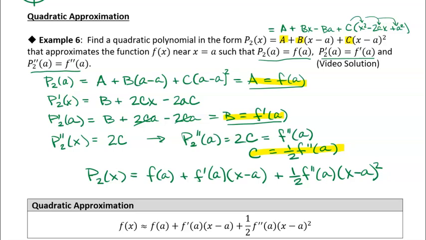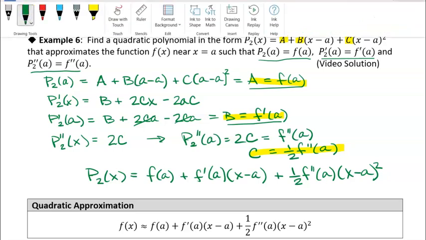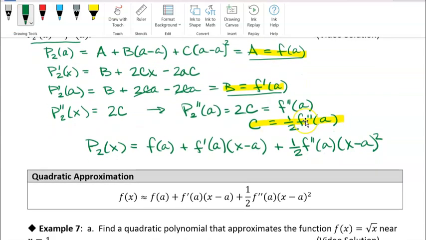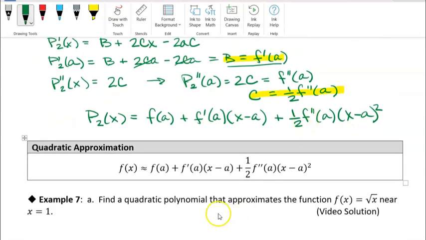Okay, so if we know the derivatives of our function f of x, then we can write a quadratic polynomial that approximates that function near x equals a. That's summarized here in this box. It should match what I just wrote down. And so I'll meet you in the next video, and we'll do an example where we're going to use that quadratic approximation.